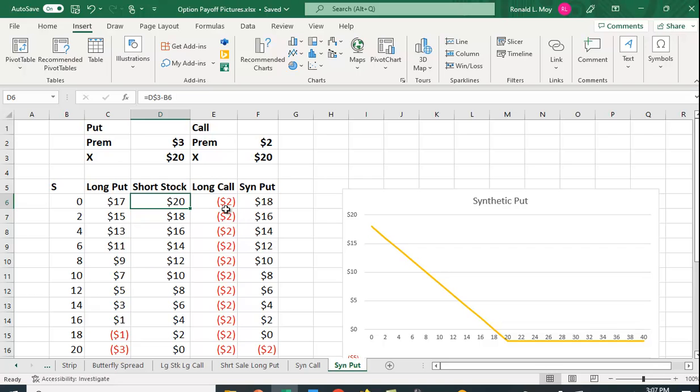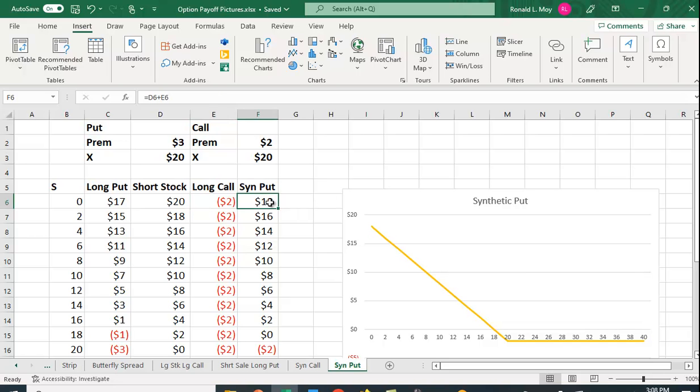For the short position in the stock, we're using the same price of 20, so it's going to be 20 minus whatever the stock price is. So again, I use D dollar sign 3 minus B6, and I just copy it down. The long call is going to be the maximum of the stock price, which is in B6, minus the exercise price, which is in F3. Again, I put a dollar sign in so I can copy the cells down. Or 0, because when it's out of the money, when the stock price is below the exercise price, it just takes on a value of 0. And then we subtract out the premium, which is in F2.